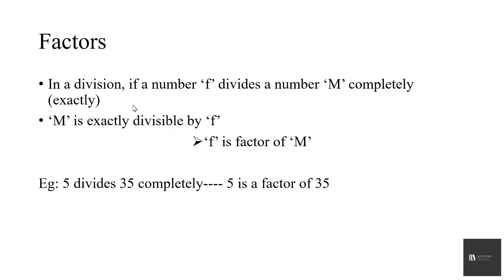What is a factor? In a division, if a number f divides a number m completely, or m is exactly divisible by f, in such a case we say that f is a factor of m. For example, 5 divides 35 completely. See, we get remainder 0. So 5 is a factor of 35.